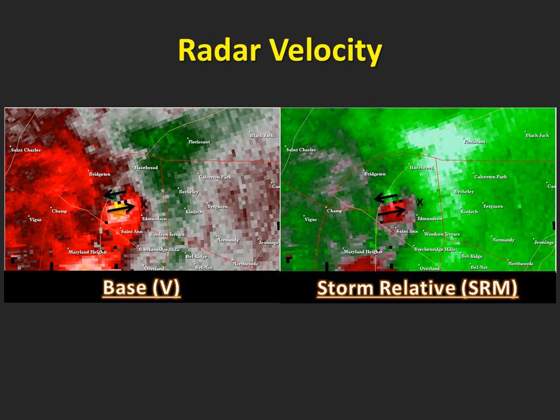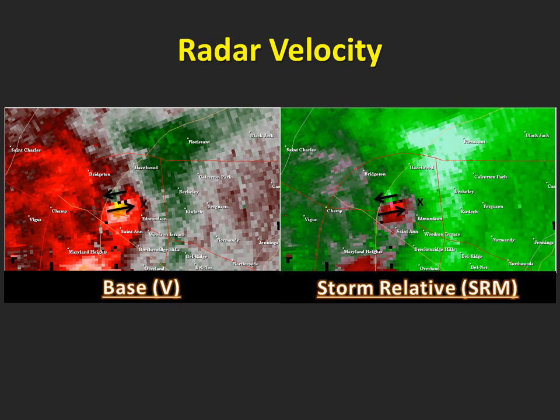Just like reflectivity, there are two main types of velocity, base velocity and storm relative velocity. Base velocity is simply the wind speed and direction with respect to the ground. Storm relative, as you may have already guessed, is wind speed and direction taking into account the movement of the thunderstorm.